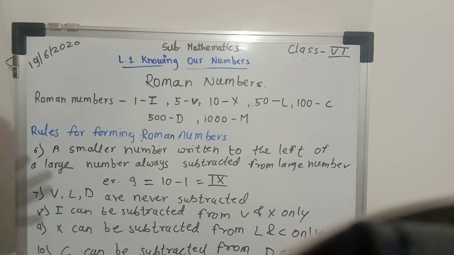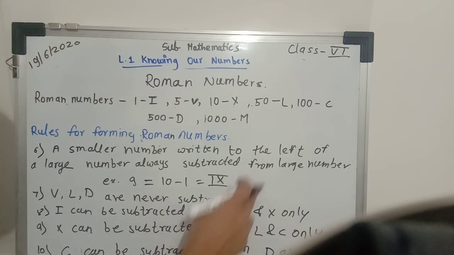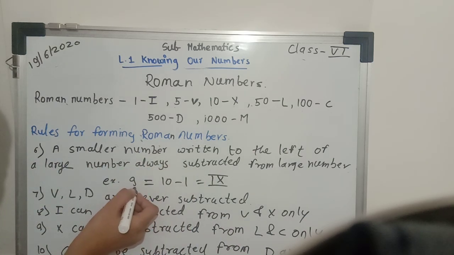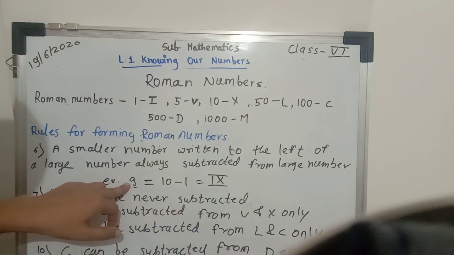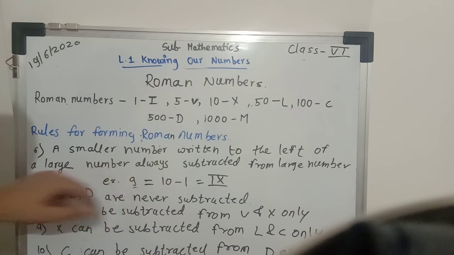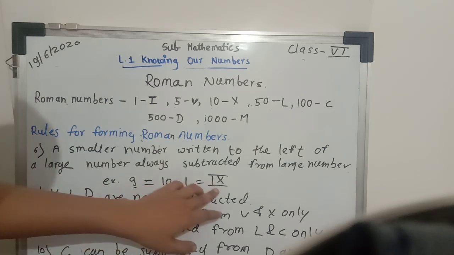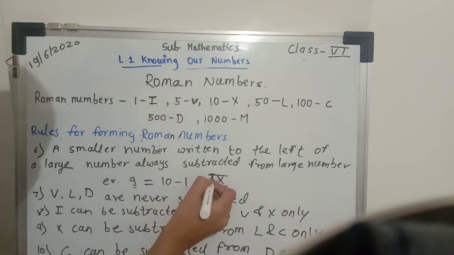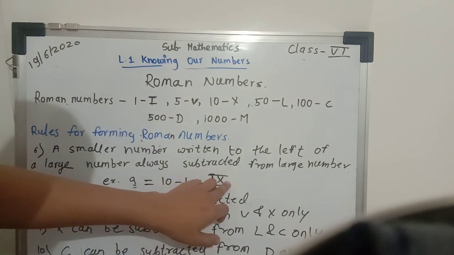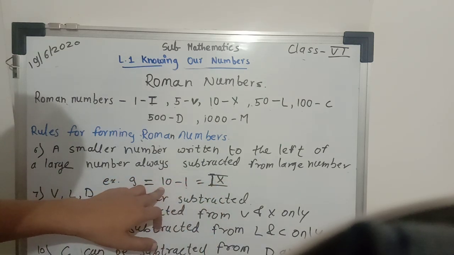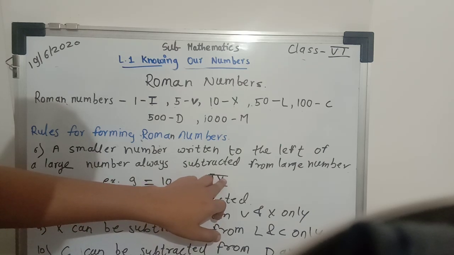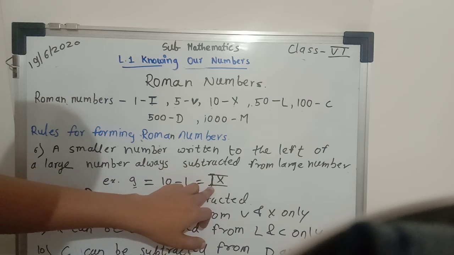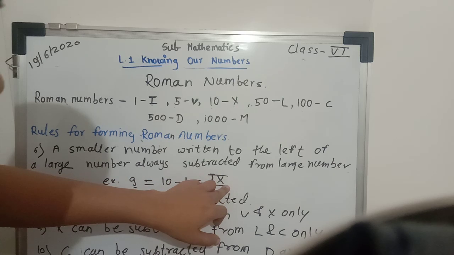The next rule of forming Roman numbers is that a smaller number written to the left of a large number is always subtracted from the large number. For example, if I take 9, we have to write the Roman number of 9. We have to subtract 1 from 10, so we get 9. The Roman number for 1 is I, and here I is on the left side of the large number. Capital X is for 10. Here capital X is larger than capital I, and I is on the left side, which means this small number is subtracted from the large number.